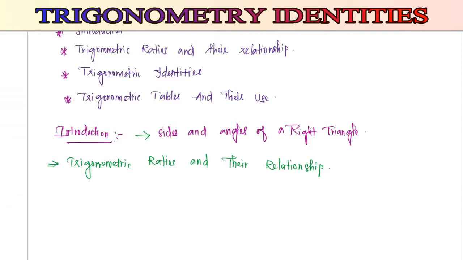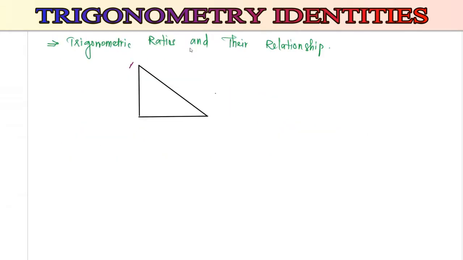There are 6 trigonometric ratios relating the 3 sides of a right triangle. Say ABC is a right angled triangle, where at B the angle is 90 degrees. We call it right angled at B. For the acute angles, A and C, each is less than 90 degrees. When it is less than 90 degrees, we call it an acute angle. Now we have 6 trigonometric ratios.